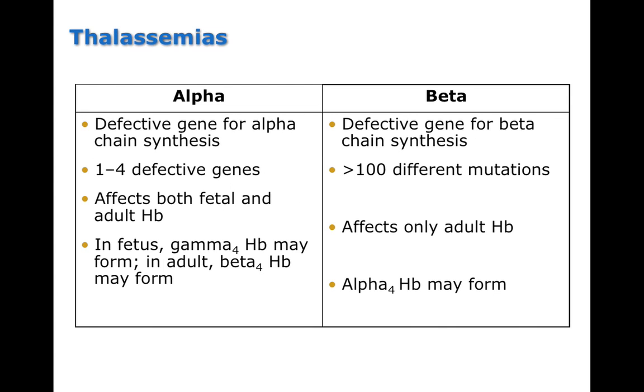Now, remember, thalassemias are very similar to sickle cell. In fact, thalassemia is also common in individuals of Mediterranean descent, again, because of the whole malaria thing. And there's two types of thalassemias. We have alpha and beta thalassemia.